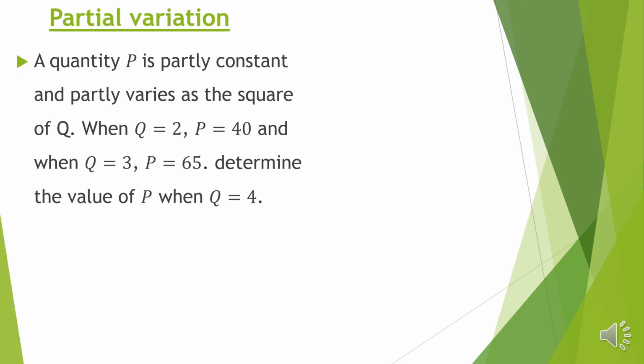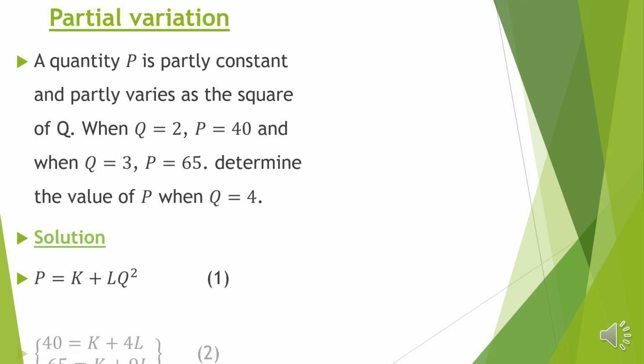Now, to solve this, we are going to rewrite that expression in terms of a mathematical expression. So we now read that P equals K plus L Q squared, where K and L are taken to be constants. So this reads as P is partly constant and partly varies as the square of Q. Now, once we have this, we will form two equations.